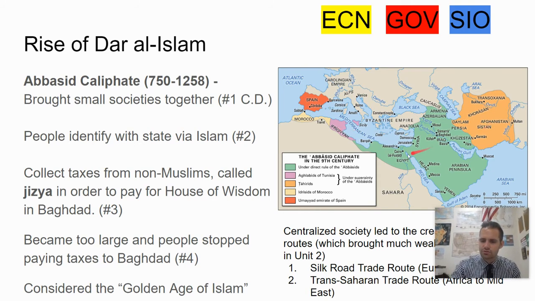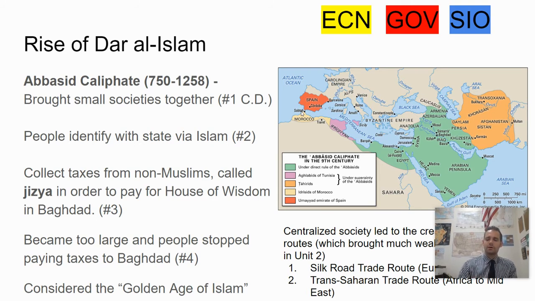One, when you have a centralized society, you have more protection. If you're a trader from Morocco all the way over here, you know that as long as you stay within the Abbasid Caliphate right here, you are going to be safe and you can go all the way to Baghdad and you can trade. And then you can come all the way back to Morocco, way over here, and you're safe. You don't have to worry. If you had to worry, if you're like, oh, I don't know if these trade routes are safe, then you wouldn't trade. So that's one thing.